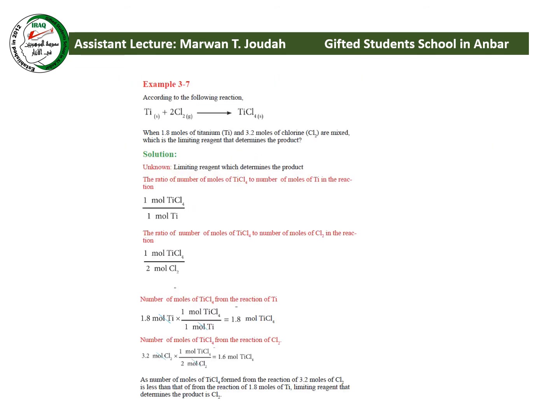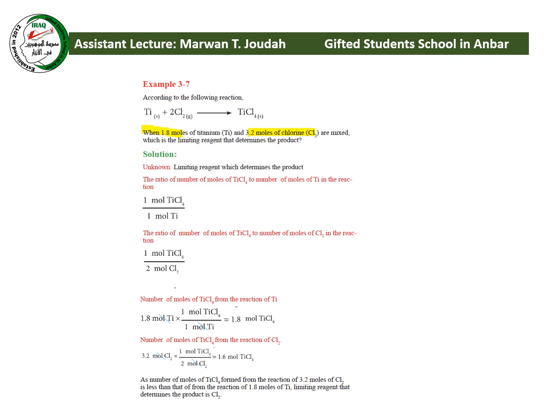Example 3.7. According to the following reaction, titanium plus 2Cl2 gives us TiCl4. When 1.8 moles of titanium and 3.2 moles of chlorine are mixed, so we are mixing two different materials, chlorine and titanium, which is the limiting reagent that determines the product?